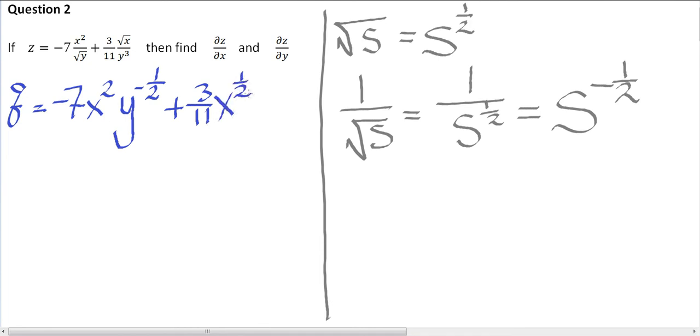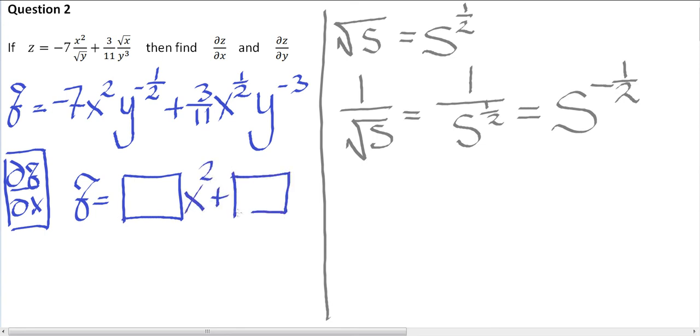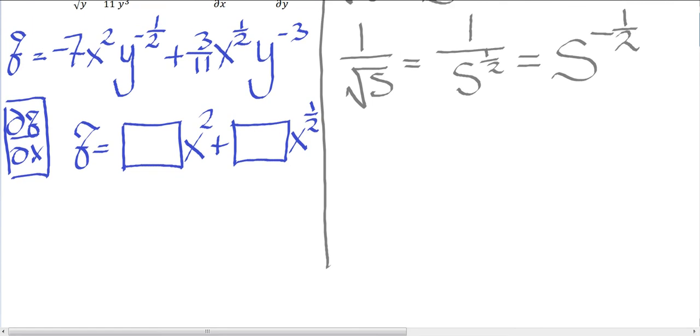And then the y cubed in the bottom becomes y up to the minus 3 on the top. Okay, what am I looking for first? Del z, del x. So like before, throw everything that is not x into the box. So I'll have x, the major term is x squared there, plus, and the next term, the major term is x up to half. That's all I care about. Everything else can just be thrown into the box.